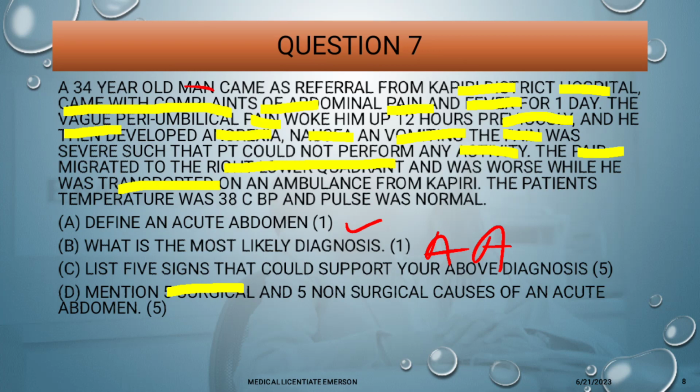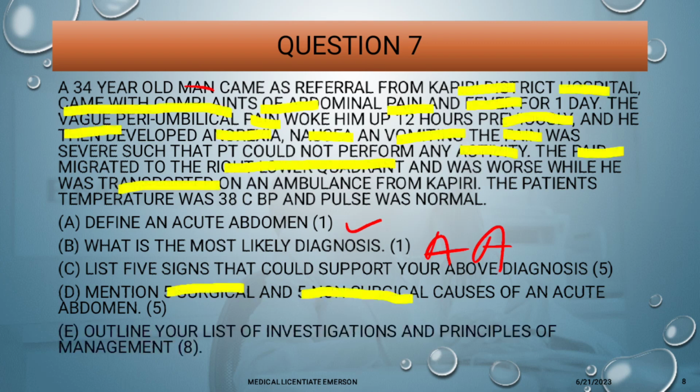And then non-surgical. Under non-surgical, you can have ectopic pregnancy, most likely ruptured ectopic pregnancy, hydrosalpinx, salpingitis, myocardial infarction, acute pericarditis, acute hepatitis, pyelonephritis, gastroenteritis. Those ones can present with an acute abdomen. Okay, and then list the investigations.